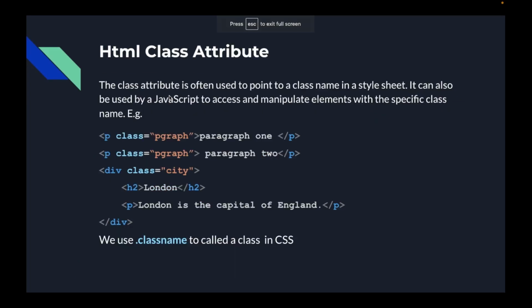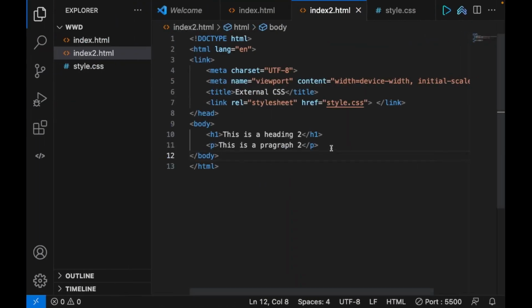So next on our content is the HTML class attribute. The class attribute is often used to point to a class name in a style sheet. So basically, when we have several elements that we want to group together, we can use the class attribute to do that. As you can see, we have two paragraphs here, paragraph 1 and paragraph 2, and they are being given the same class name. So let me show you how that can work.